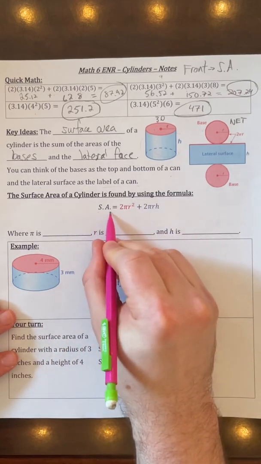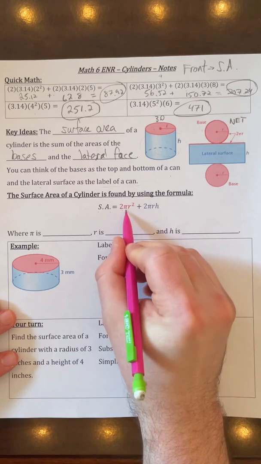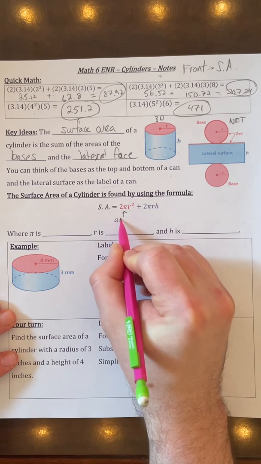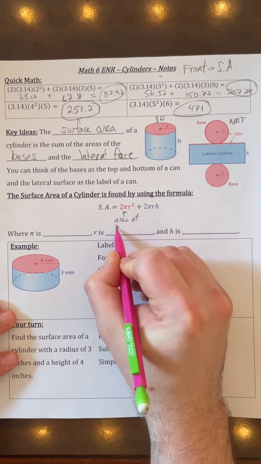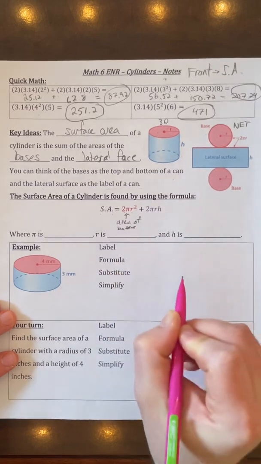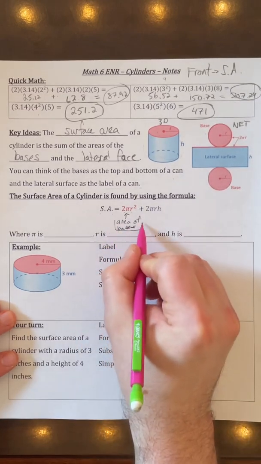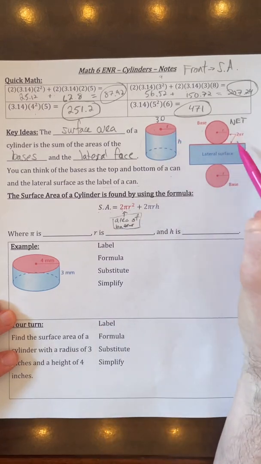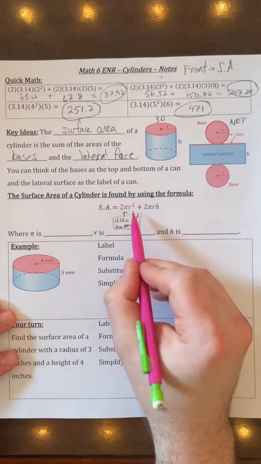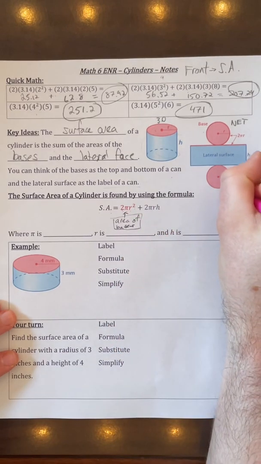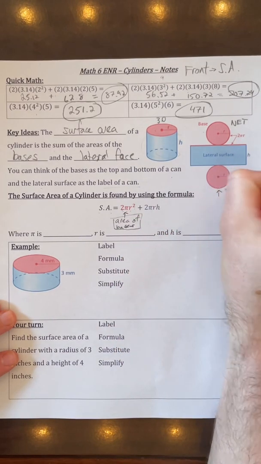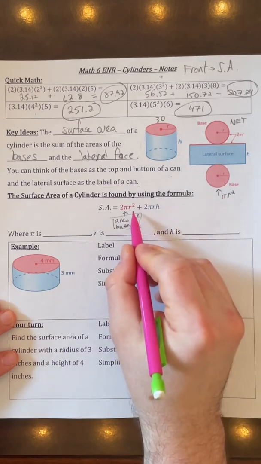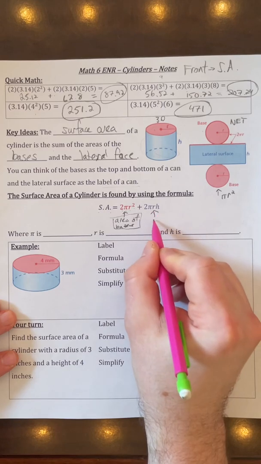We're going to say the surface area of a cylinder is 2 times pi times the radius squared, and that's going to be the area of the bases. Why is there a 2 in front? Well, we know that we have 2 of these circles, so that's our 2 bases, and the area of one of these circles is pi r squared. Then we add the area of the bases to the area of the lateral face.